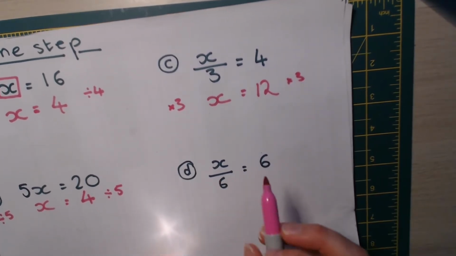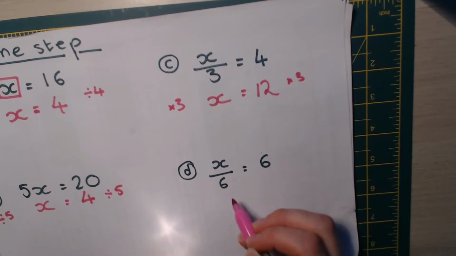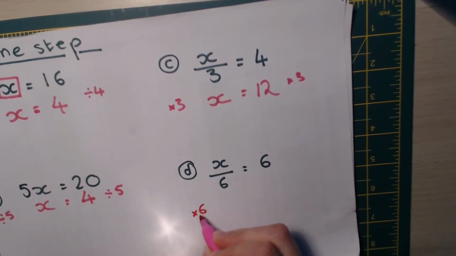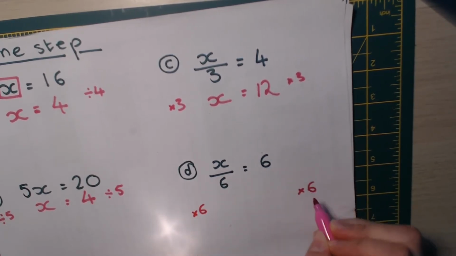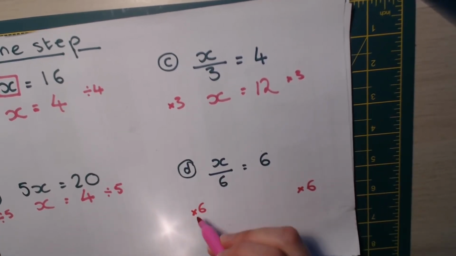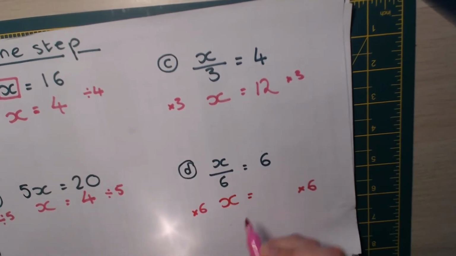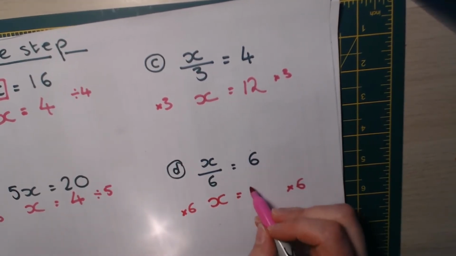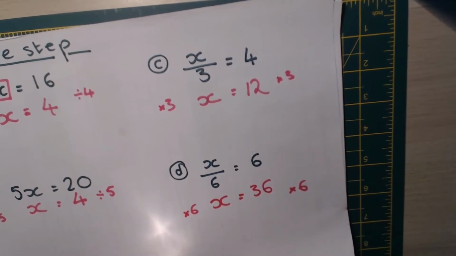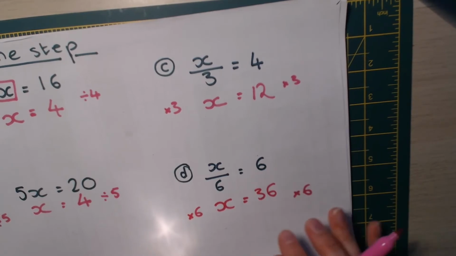Okay, and the last one here, x divided by 6 is 6. So the opposite of divide by 6 is multiply by 6. We do it to both sides, like we always do it to both sides in equations, to keep them balanced. Divided by 6, multiplied by 6 cancel out, and you'll find that it always happens like that. And 6 multiplied by 6 is 36. Okay, so let's check. 36 divided by 6 is 6. So that's the first one.